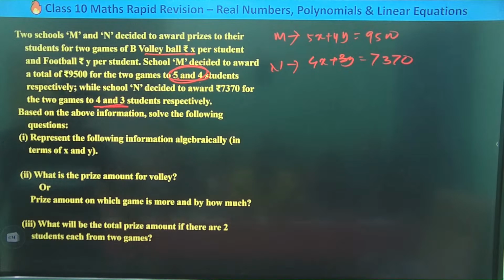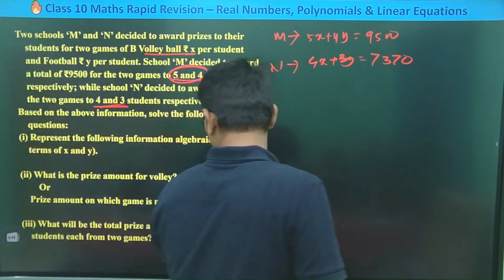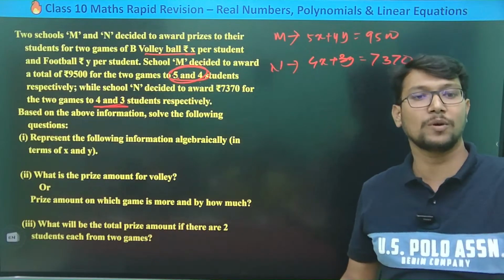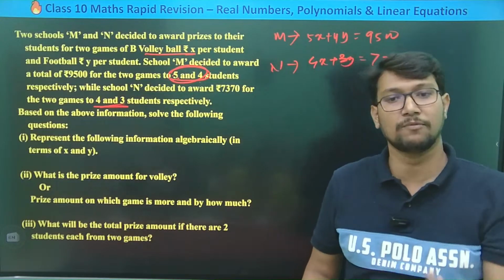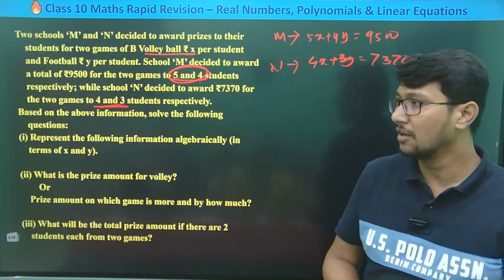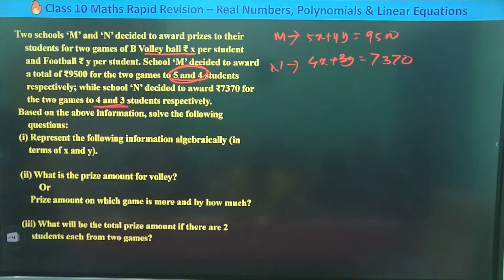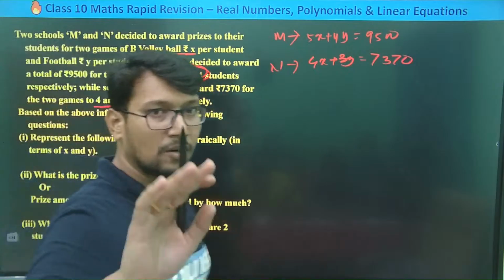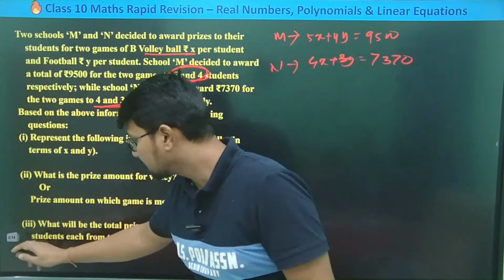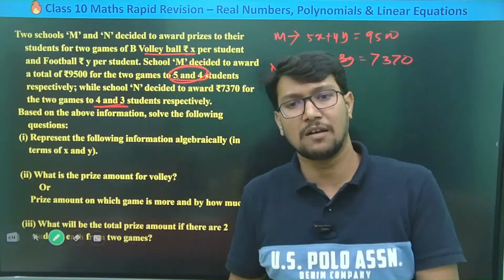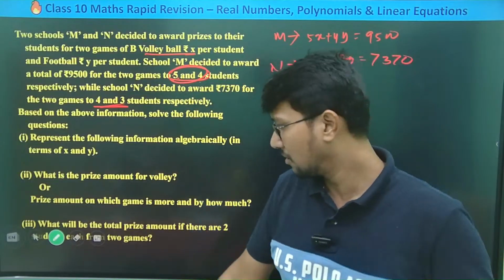What will be the total prize amount if there are 2 students each from 2 games? Means 2x plus 2y you have to find. Okay, you'll get this question at 1 hour 55 minutes, and you'll solve it at your home. Let us move to the next question. Here the important thing is the formation of the equation, nothing else. Then after solving, you know, right?